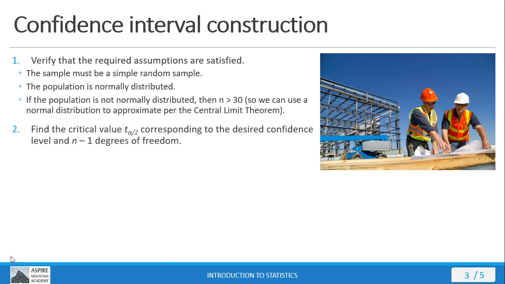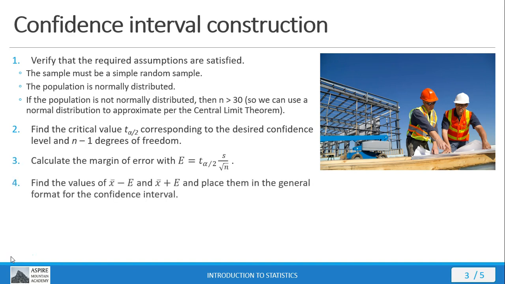And then the next step is to find the critical value t-score that corresponds to our desired confidence level and n-1 degrees of freedom. With that, we can then calculate the margin of error. Once we have the margin of error, we can then find the values for our upper and lower limits for our confidence interval and place them in whichever format that we need to for our confidence interval. We're going to round the resulting confidence interval limits to 3 significant digits. Just as we saw with proportions, this is a standard typical convention.